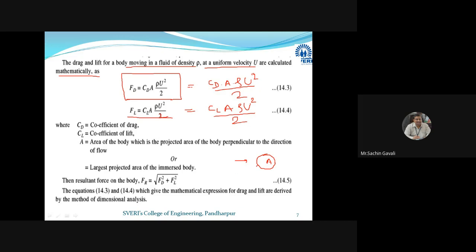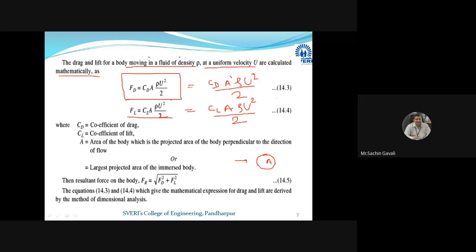Now, the drag force is directly proportional to the projected area. Remember this. If the projected area is higher, the maximum, the drag force will be maximum. If the projected area is maximum, the drag force will be maximum.